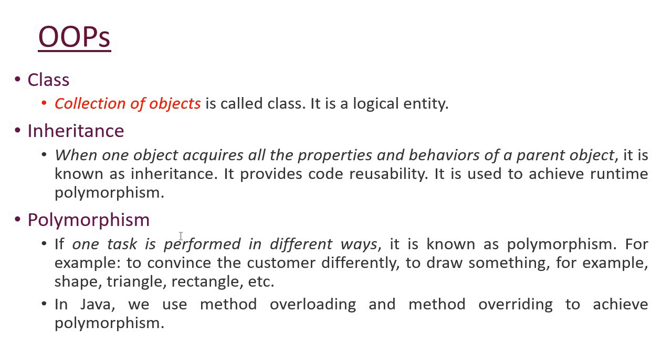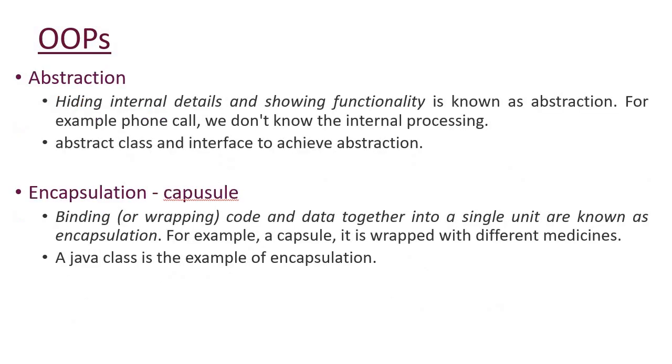Polymorphism is when a task is performed in different ways. For example, to convince a customer differently, or drawing something, for example shapes like triangle, rectangle, etc. In Java we use method overloading and overriding to achieve polymorphism.